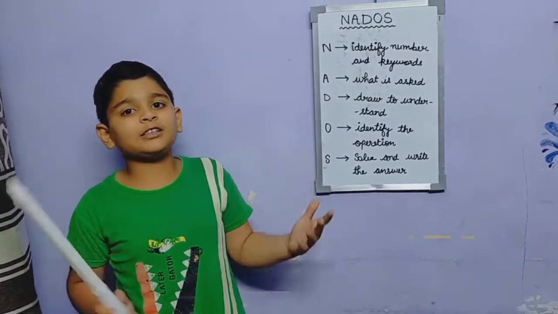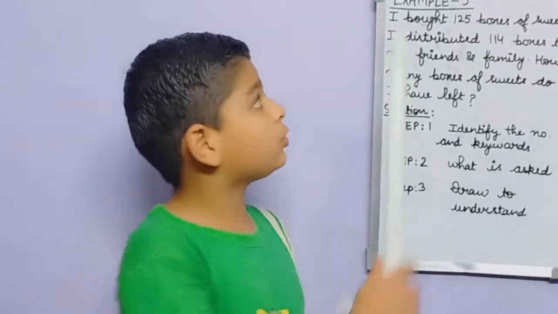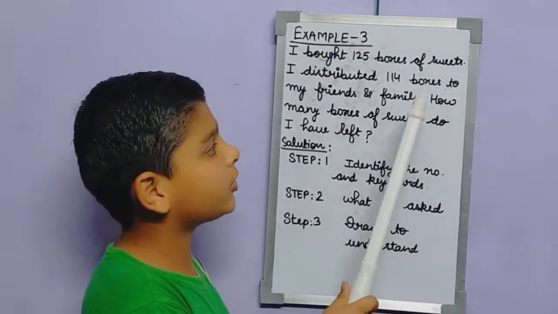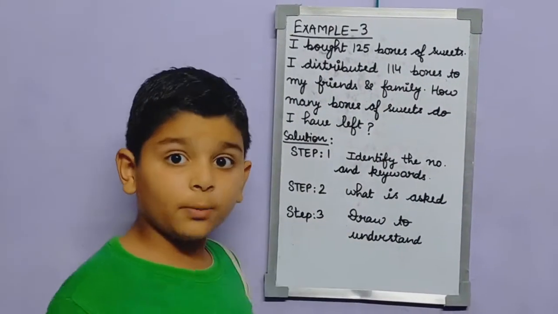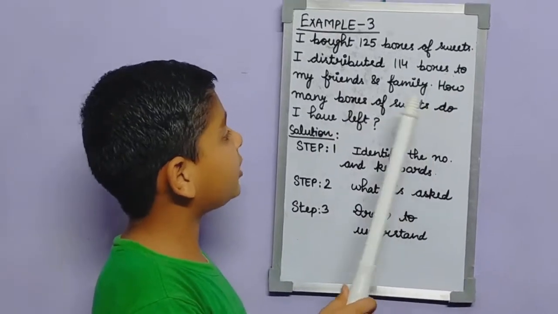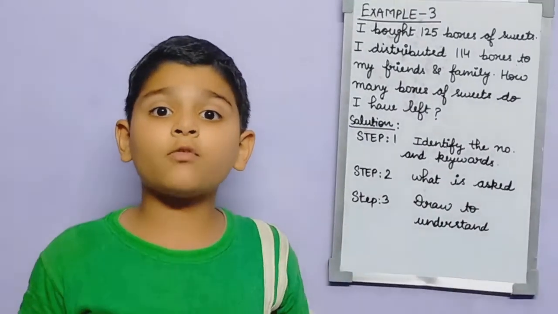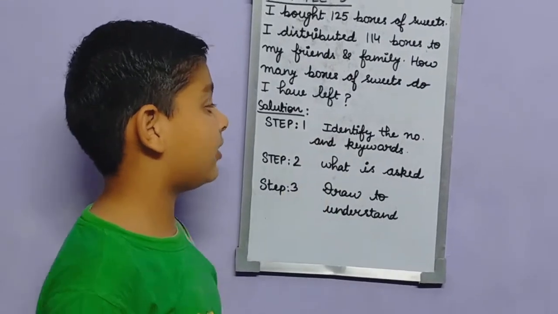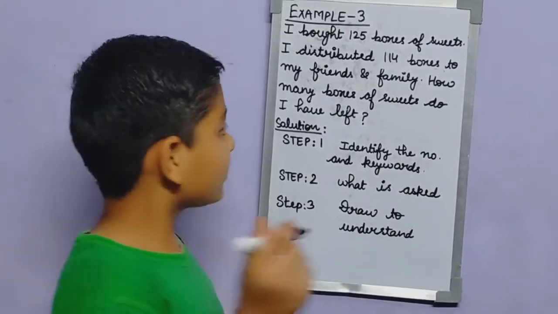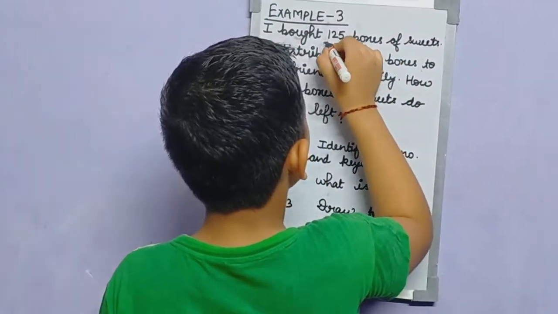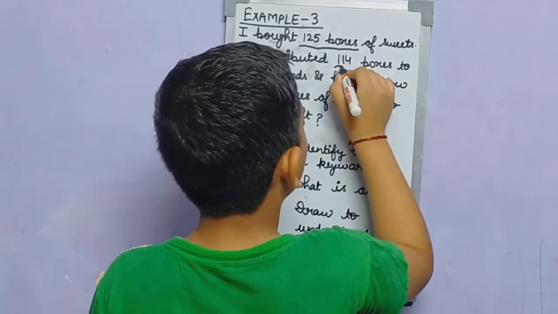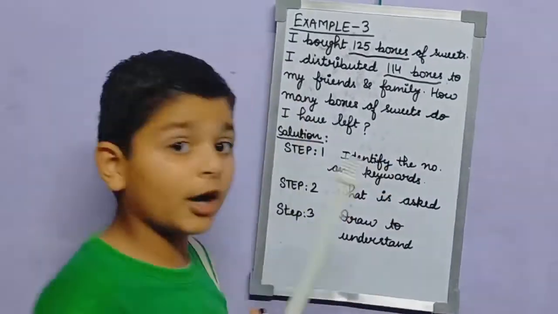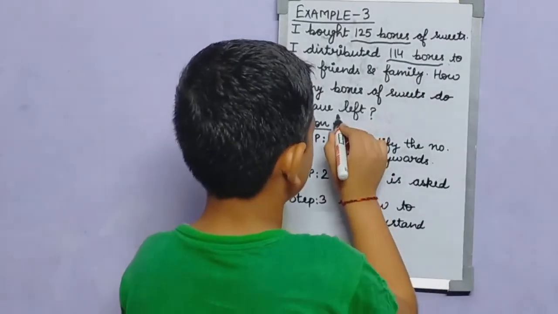So let's solve the subtraction word problem. Friends, let's come to example 3. I bought 125 boxes of sweets. I distributed 114 boxes to my friends and family. How many boxes of sweets do I have left? So friends, now we will follow NADOS. Now let's come to step 1. Identify the numbers and keywords. First, we will underline the numbers. Now we will underline the keywords. What is the keyword? Left. Very good, friends.